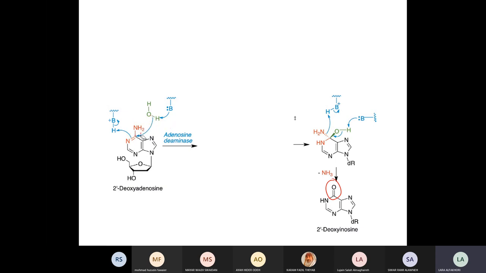H2O, is it considered a very strong nucleophile? ولا في مجال إنه أخليه, let's say, stronger? It's relatively weak, okay? How can you make it stronger?